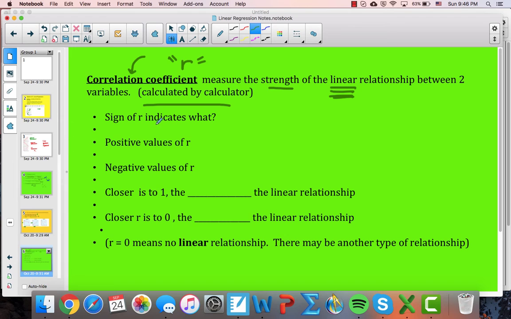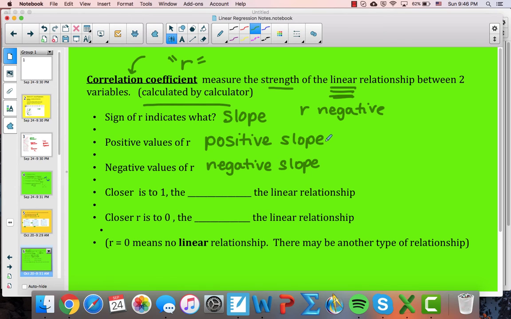So the sign of R indicates the slope, okay? So meaning if R is negative, then it's going to have a negative slope, the line. And if R is positive, then it's going to have a positive slope. And that R value, it tells the slope, but it also tells the relationship, the correlation. So if it was a positive slope, a positive R value, that means a positive correlation. And a negative slope would mean a negative correlation.